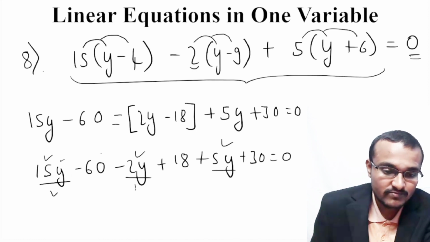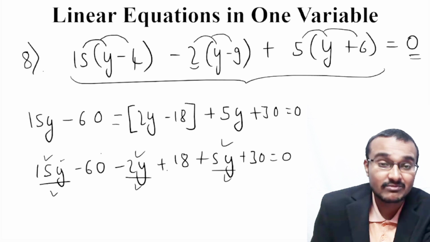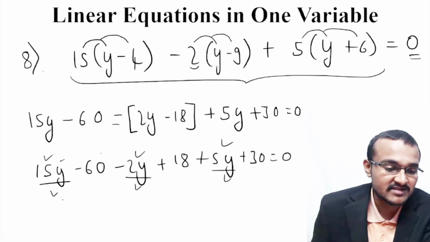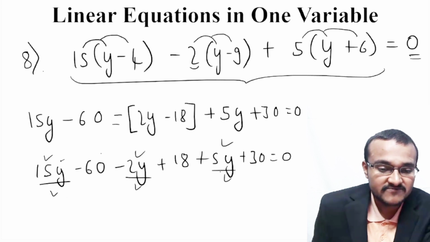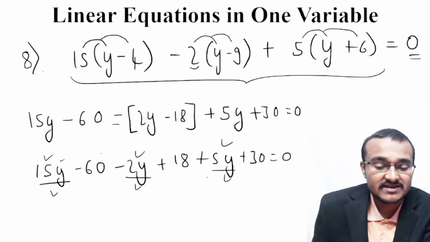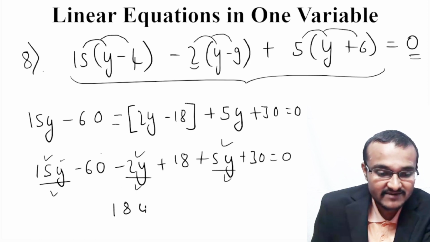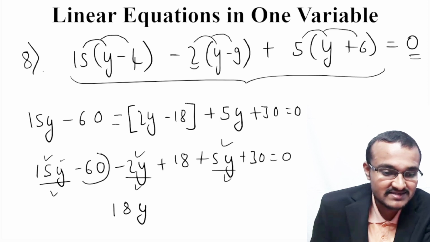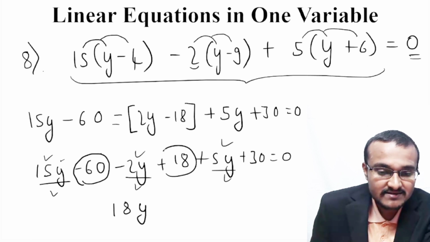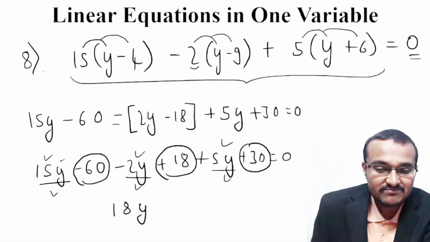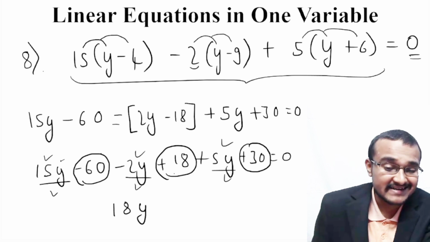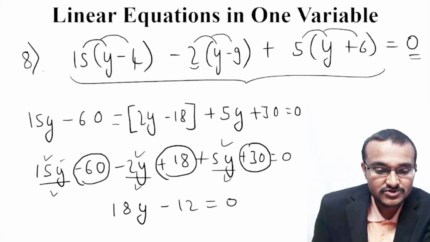Here 15y minus 2y and 5y have the same variable y, so you can perform addition and subtraction for these three terms. So 15y minus 2y plus 5y will be 15 minus 2 plus 5. So 15 minus 2 is 13, 13 plus 5 is 18. So this becomes 18y. Similarly, minus 60 plus 18 and plus 30 you can add together. So 18 plus 30 will be 48. So 48 minus 60 will be minus 12, which is equal to 0.